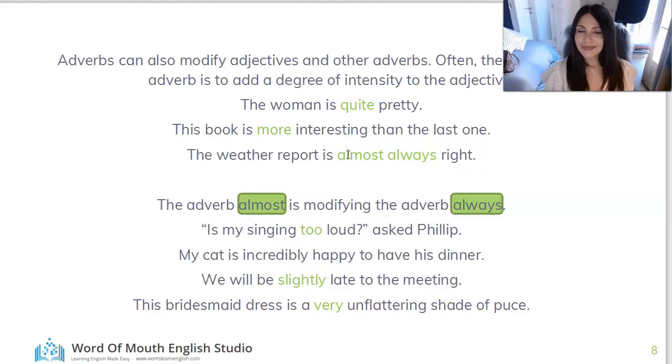Philip asked, "Is my singing too loud?" Loud being the adjective, too being the modifying adverb. "My cat is incredibly happy to have his dinner." So incredibly here is the adverb of modification, which is describing the adjective and elevating it. Okay, that's what a modification adverb does. Its job is to elevate the status or, as we said, intensify the status of the adjective. "We will be slightly late to the meeting." A little late, a bit late, slightly late. Modification adverb to indicate late. "The bridesmaid dress is a very unflattering shade of puce." So unflattering here is the adjective and very is the adverb of modification that tries to elevate the adjective it's describing. So again, adjectives and adverbs.